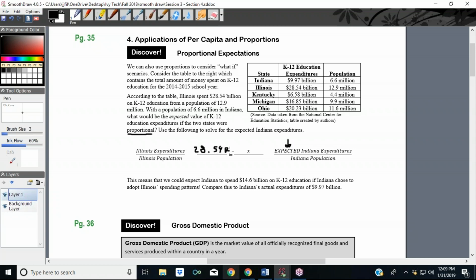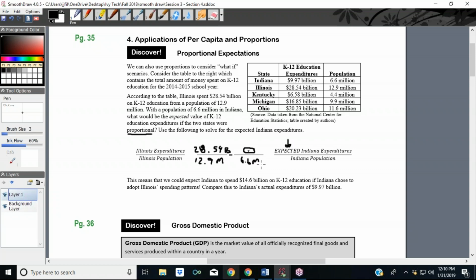So let's look at the Illinois expenditures, 28.54 billion, and you can write times 10 to the 9th there if you want. And then their population was 12.9 million, so that's different. That would be times 10 to the 6th. And then we're trying to find out what the expenditures would be for Indiana, and then we're using Indiana's population. So 6.6 million.